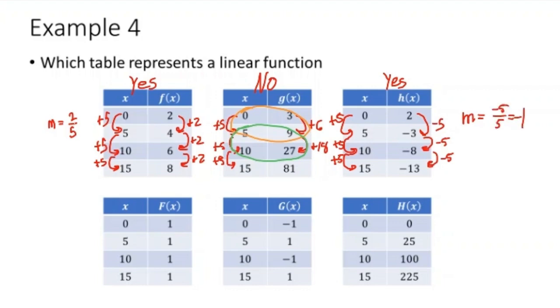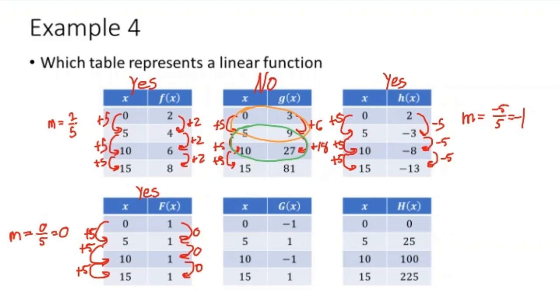In the fourth table, the x is still changing by 5. But notice in the f of x column, the value of f of x stays the same. So no matter how much I change x by, f of x is always going to be the same. This is perfectly fine. Indeed, this function is linear because every time x increases by 5, f of x is increasing by 0. In other words, the slope would be 0 over 5, which is 0. We call this kind of linear function constant because it never changes.